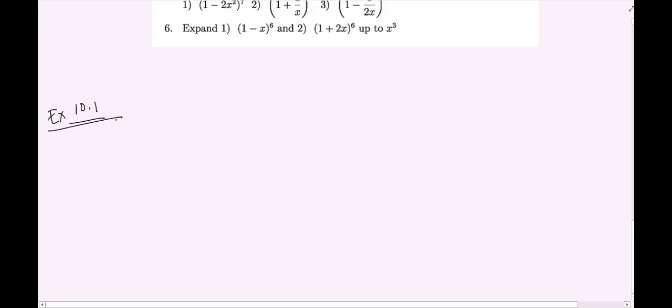Exercise 10.1, problem number 3, solution. We are given the expression (1 + x^2)^8, and we have to expand it up to the first four terms. So let us build a Pascal's triangle here.